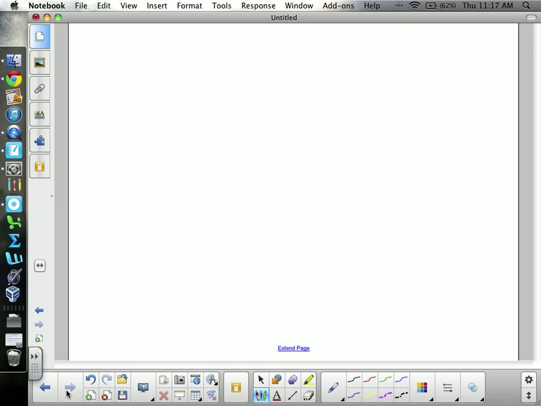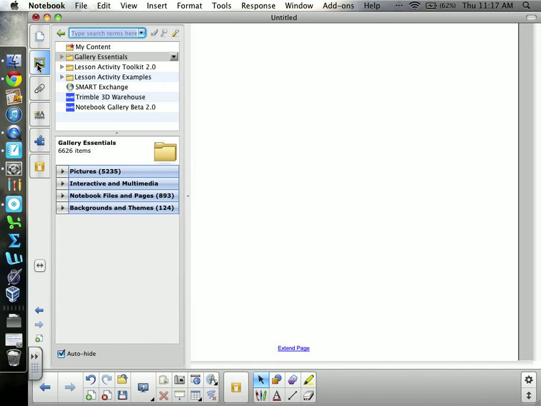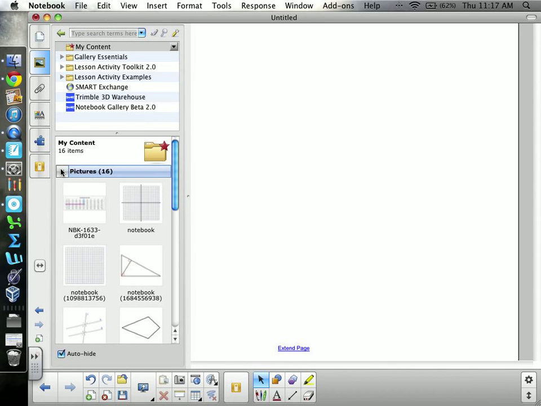29. Triangle JKL has vertices at the given locations. Let's find what kind of triangle we got. So we're going to use graph paper.